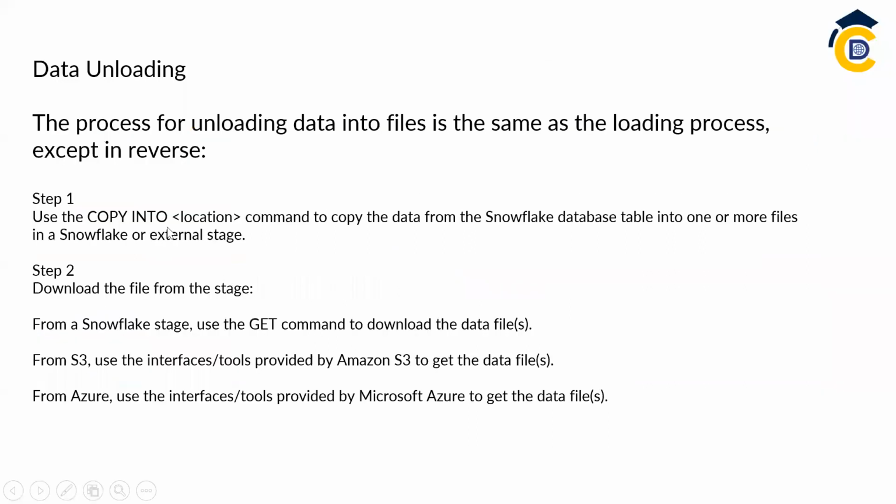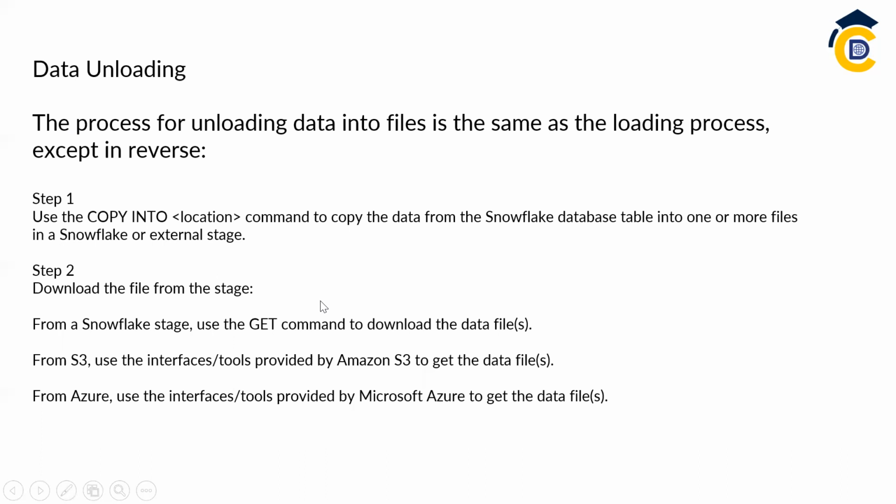So see, first is obviously your copy. Copy statement will also be applicable in data unloading. The only difference is we first copy into the stage locations from the table. Earlier we used to copy into table from the stage locations, right? But now we are going to do opposite. We are going to copy into stage location from the table. Okay, so use the copy into location command to copy the data from Snowflake database file into one or more files in the Snowflake or external stage, and then download the file.